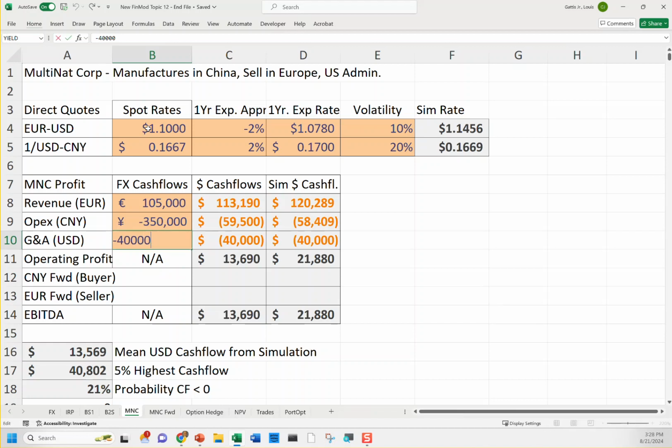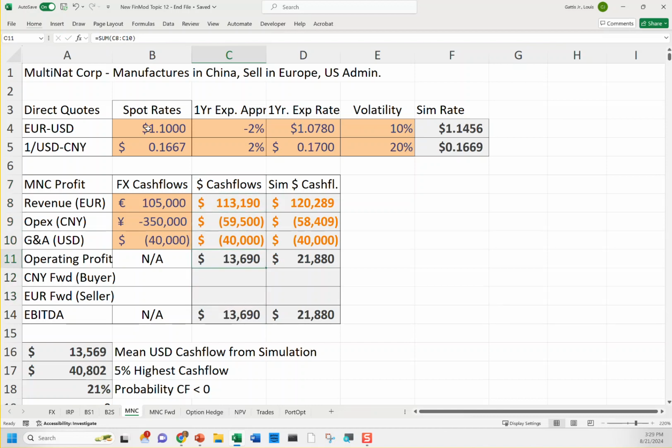So I obviously can't add up euros, dollars, and Chinese yuan. What I need is to convert everything to dollars using the expected exchange rate. So I'm going to use 107.8, the expected dollar price of a euro, that is worth 113. At the expected Chinese yuan rate, that's worth 59. Here's 40,000 US. So I'm expecting 13,690.